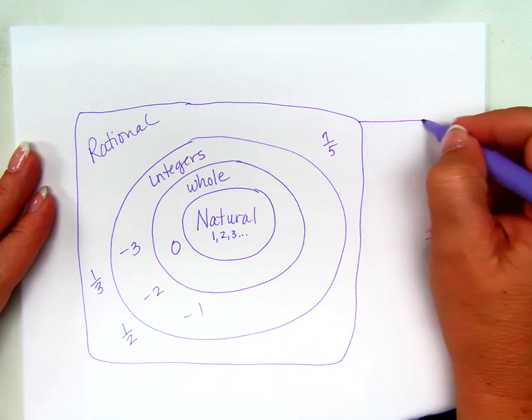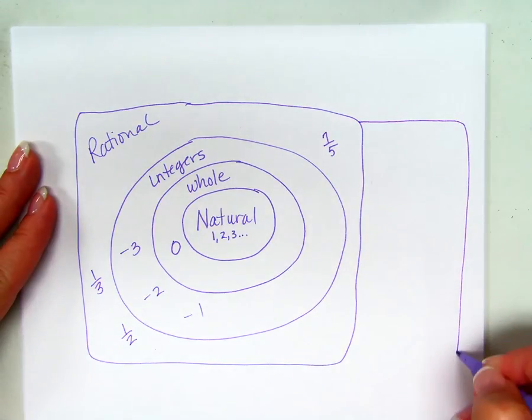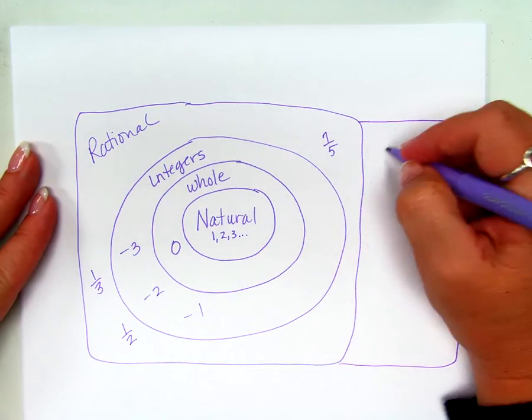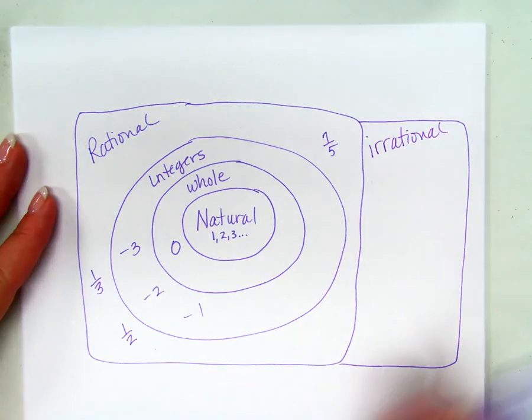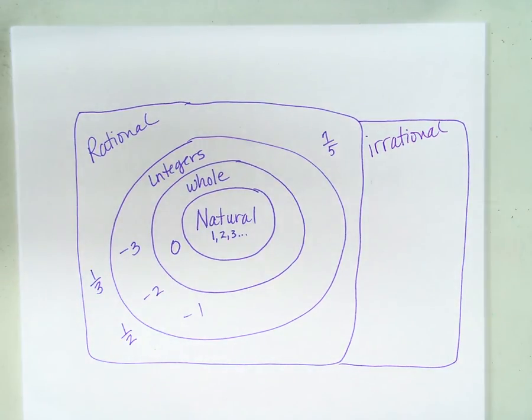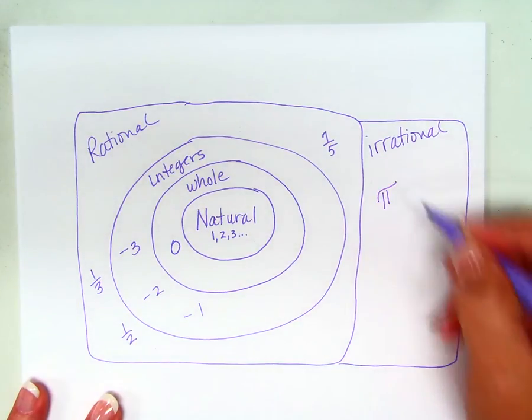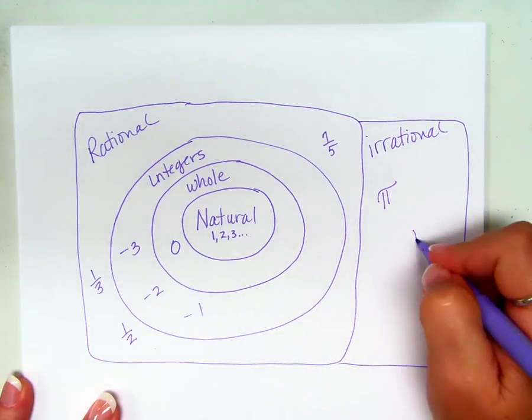Then we have this section over here. Irrational numbers. If rational numbers are numbers that can be written as a fraction, what are irrational numbers? Numbers that cannot be written as a fraction. Like what? Pi. Square root of 2.